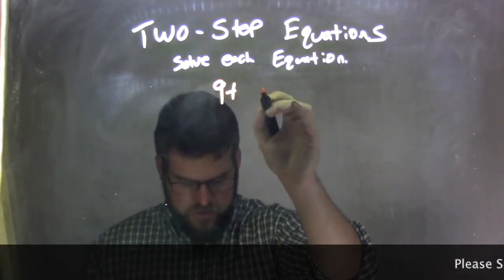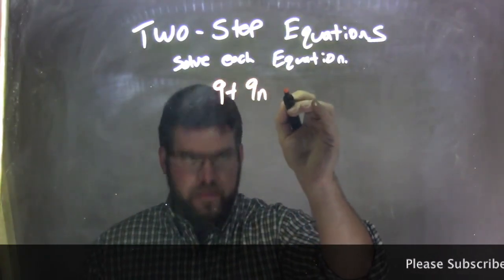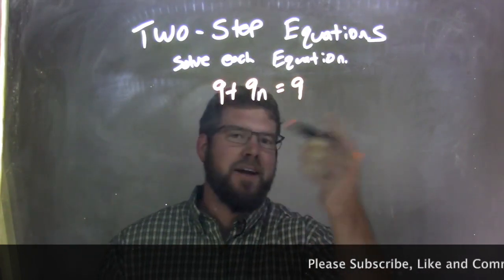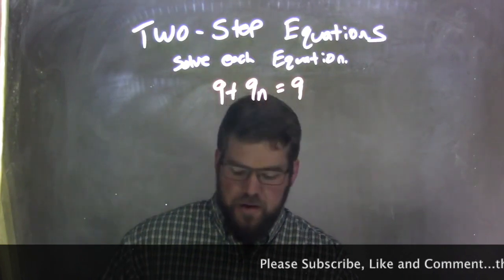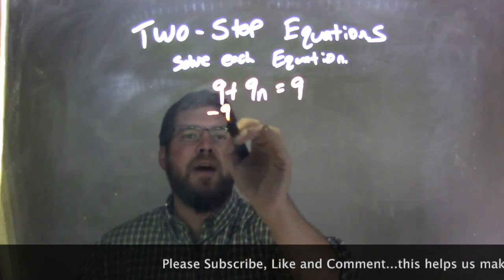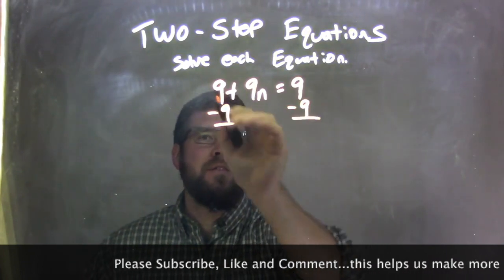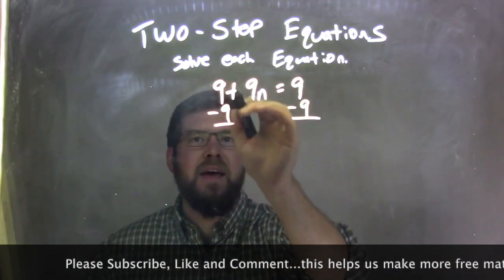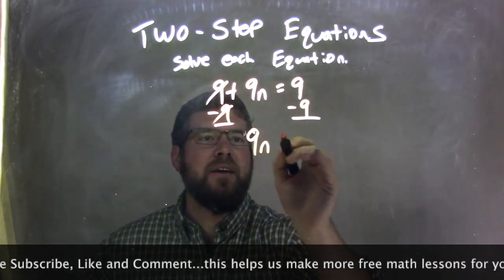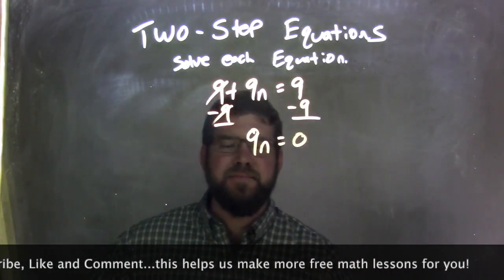9 plus 9n equals 9. All these 9s, 9, 9, 9, okay? Well, my first step here is I see there's a positive 9. I'm going to subtract a 9. That's how I can get rid of that positive 9 right there. Subtract the 9 to both sides. That cancels out, leaving me with just a 9 added here. And 9 minus 9 is 0.